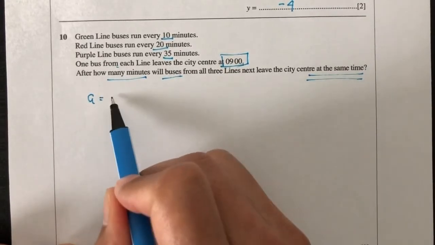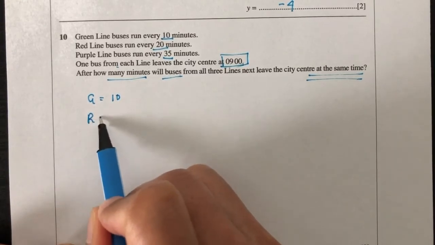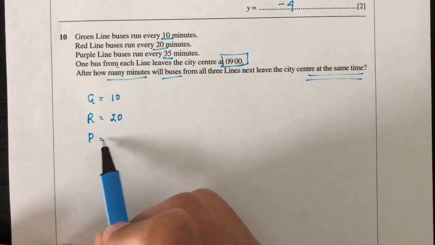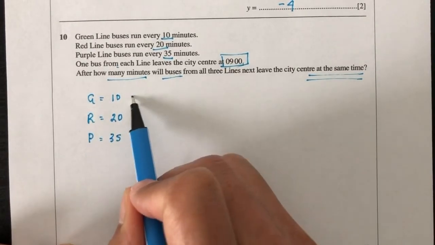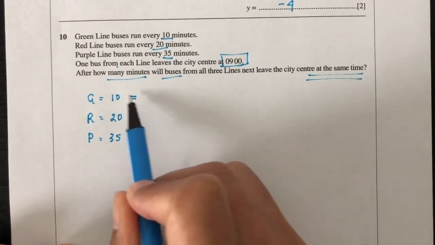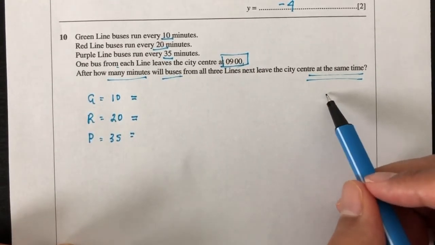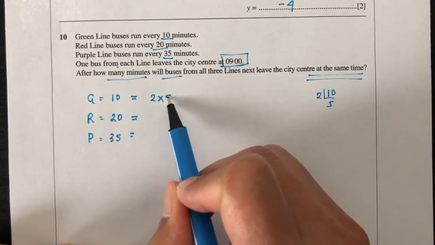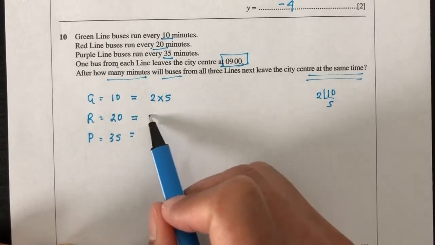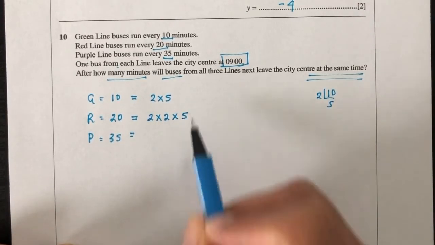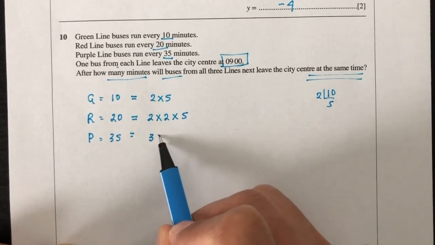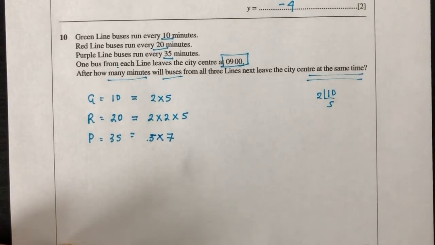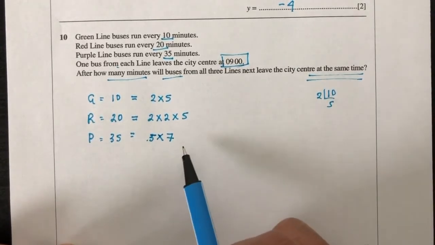So green line, it is 10 minutes. Red line is 20 minutes. And purple line is 35 minutes. So the way we do this is we have to express these numbers as the product of their prime factors. So 10 is 2 times 5. 20 is 2 times 2 times 5. And 35 is 5 times 7. In this case, we have to find the LCM.